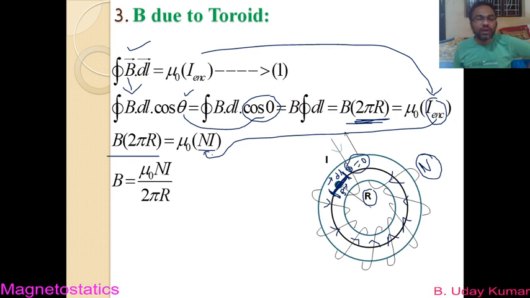So now send 2 pi R to the right hand side. If you send this 2 pi R to the right hand side, you get B is equal to mu 0 N I by 2 pi R, which is the magnetic field induction due to a toroid. Okay, so I hope it is also clear. So right now we have discussed the magnetic field induction due to a solenoid, and also we tried to understand and derived the magnetic field induction due to a toroid, which are very important. And remember, we derived these values by using Ampere's law.